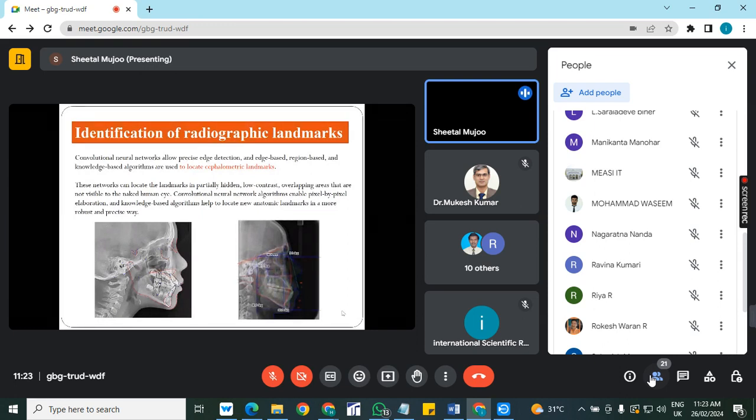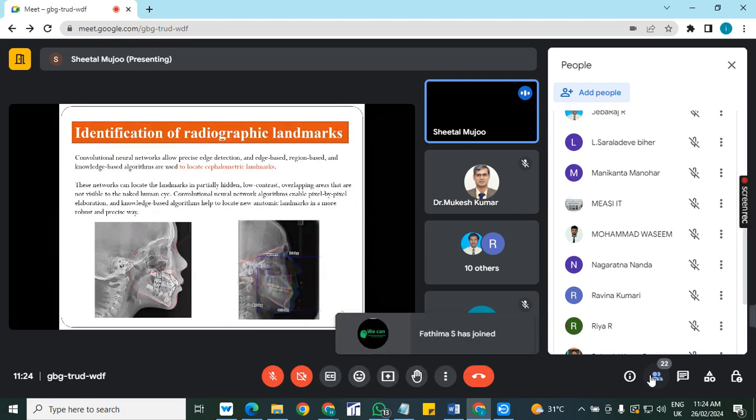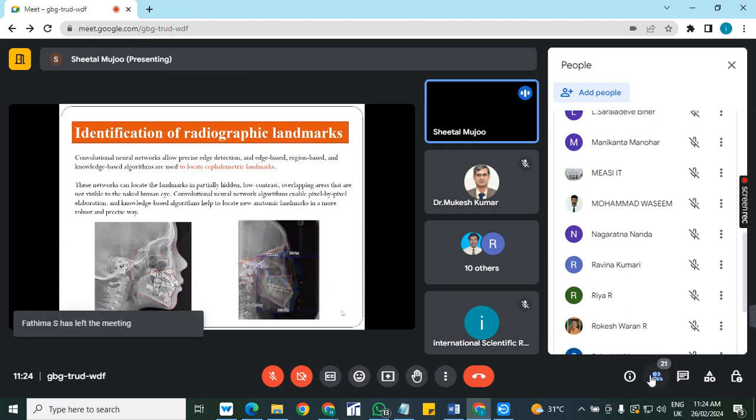So usually we do it with the digital lateral ceph, and then the analysis is done digitally. But now these artificial neural networks can locate problems in digital radiographs, for example if there are any landmarks which may be partially hidden, or if the image has low contrast, or if there is any kind of overlapping that makes some of the landmarks not visible to our naked human eye. It becomes difficult. So at that time our artificial neural network is going to help us out.